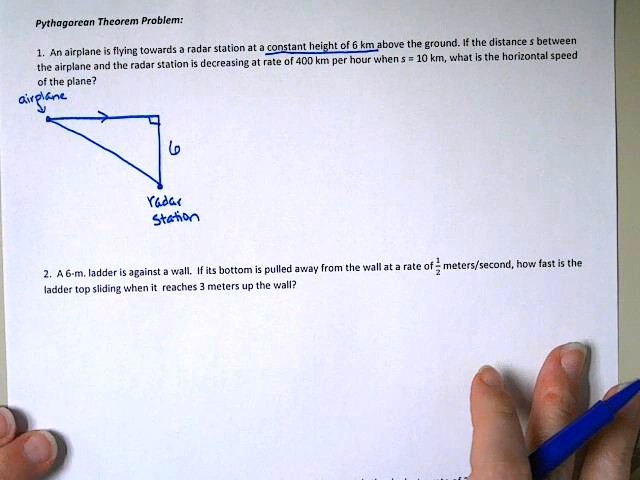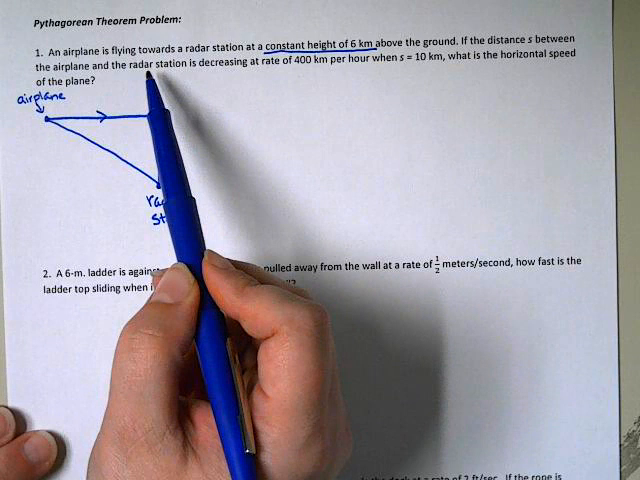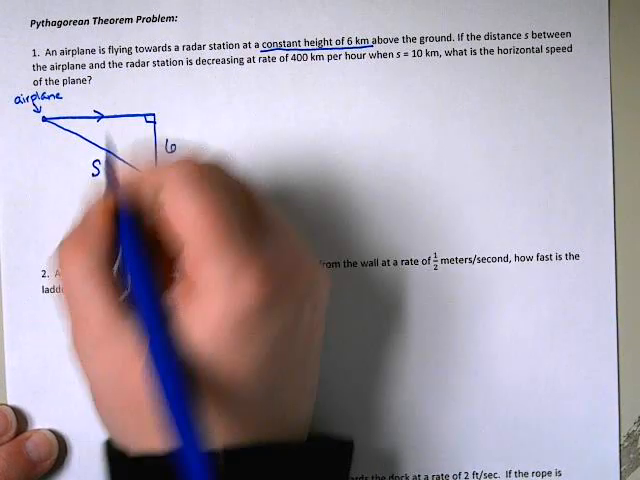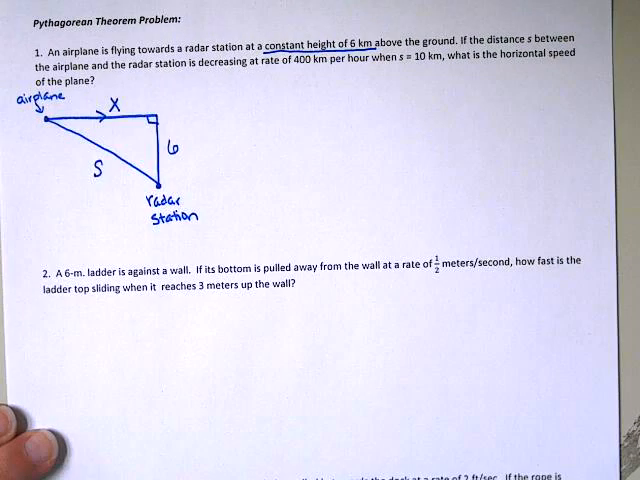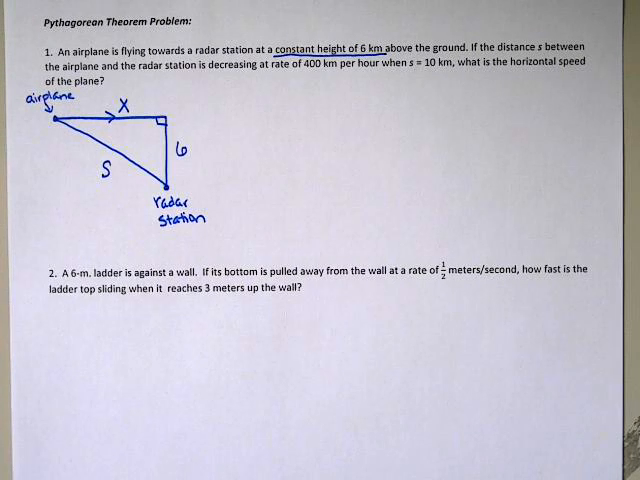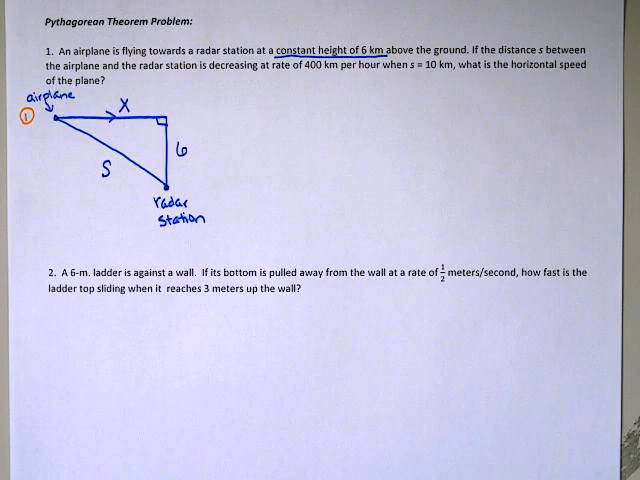Then let's see what else I know. The distance S between the airplane and the radar station. So here's my airplane, here's the radar station, that's S, and I'm going to call this horizontal distance X. All right, so now I have my picture. That's my step 1. Every single time is to draw that picture.